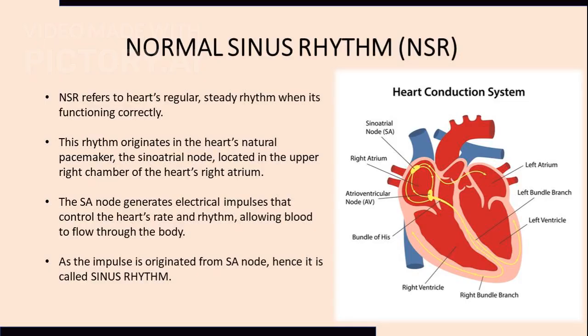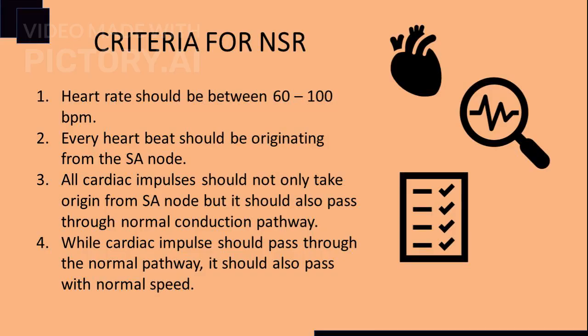Normal sinus rhythm refers to the heart's regular, steady rhythm when it functions correctly. It originates in the heart's natural pacemaker, the sinoatrial node, and ensures efficient blood flow throughout the body. For a rhythm to be classified as normal sinus rhythm, the heart rate should be between 60 to 100 beats per minute, with impulses originating from the SA node and passing through the normal conduction pathway at normal speed.